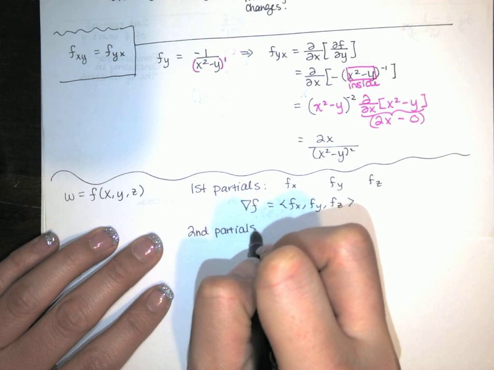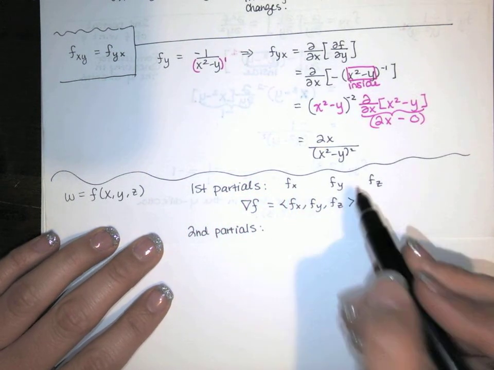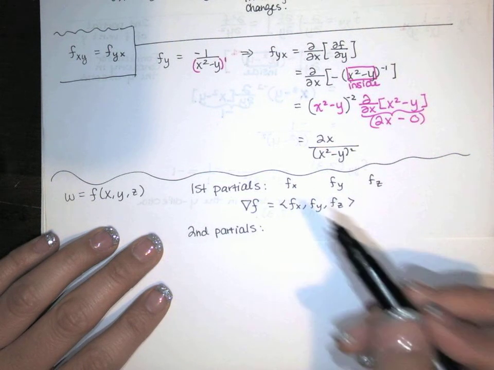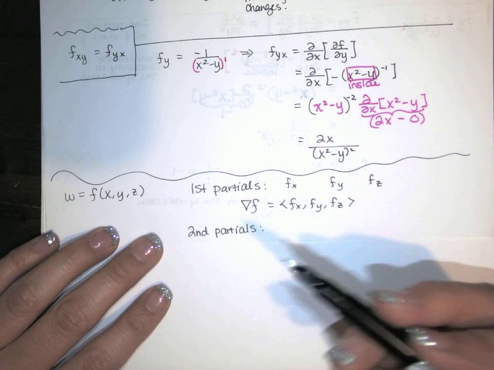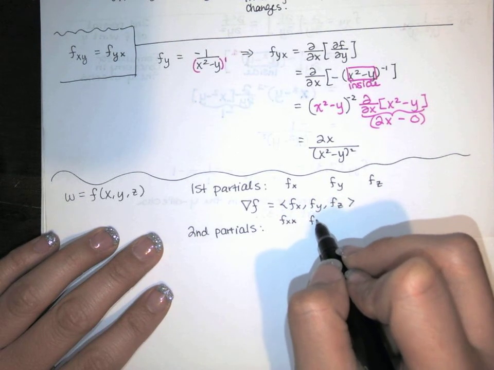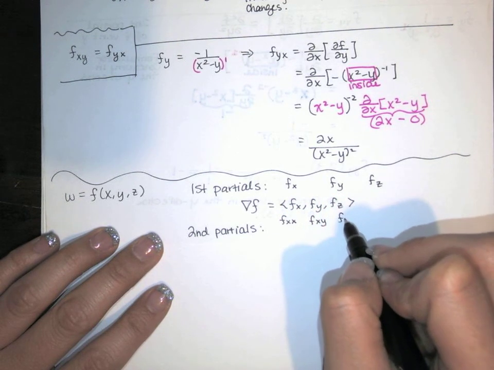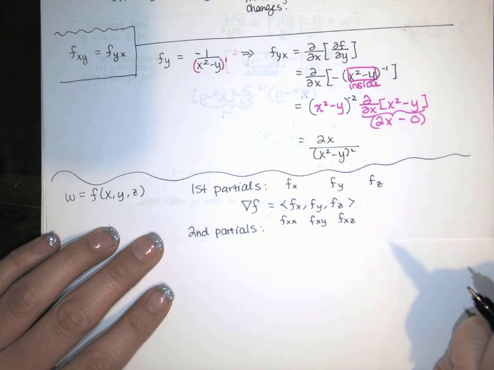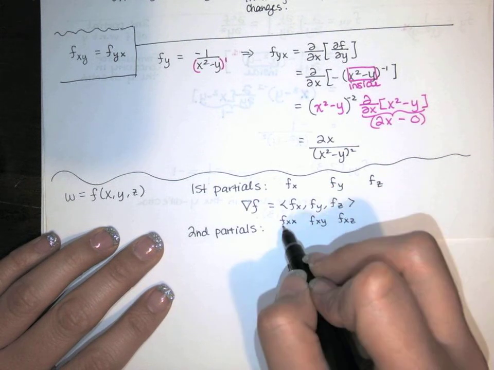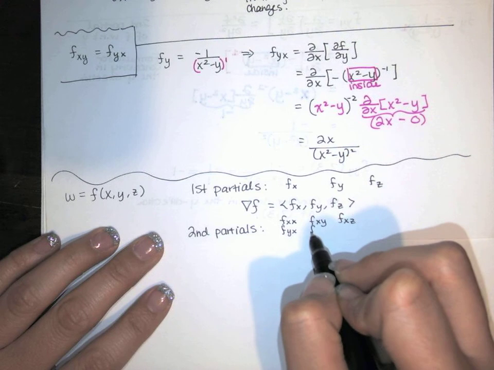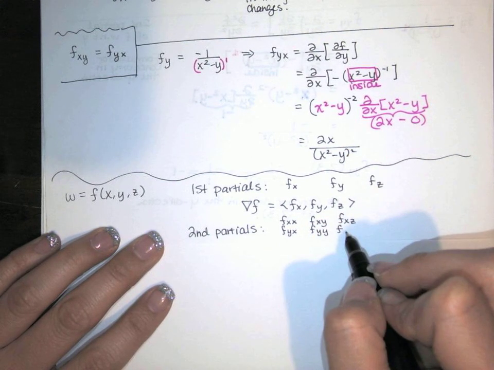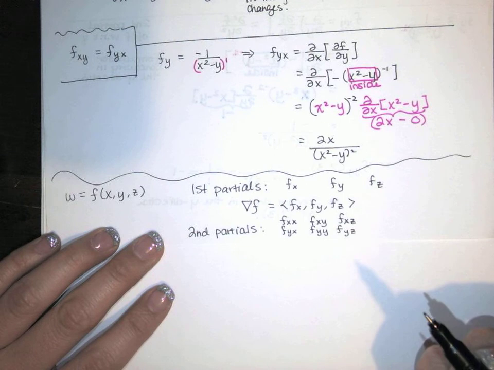Now when you do the second partials this time, you've got three variables. So you've already taken a derivative with respect to x. Now you could take its derivative with respect to x, y, or z. So you take the partial with respect to x and then x, partial with respect to x and then y, or partial with respect to x and then z. Or you could take the partial with respect to y and then x, or partial with respect to y and then y, or the partial with respect to y and then z.